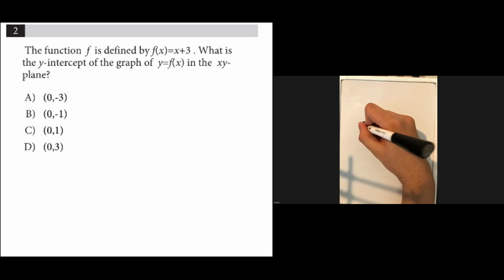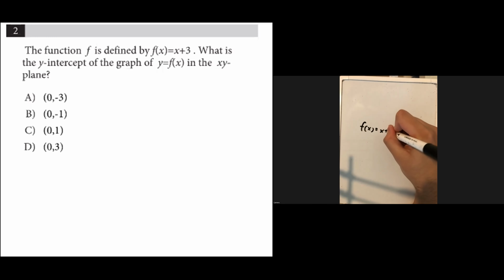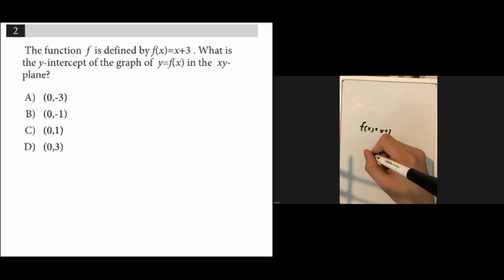All right, so for this one, we're given f of x equals x plus 3. And we're asked what the y-intercept is. Well, the y-intercept is where x is 0. So 0 plus 3, which is just 3. So this would just become x is 0 and y is 3. So 0, 3, which is answer choice D.